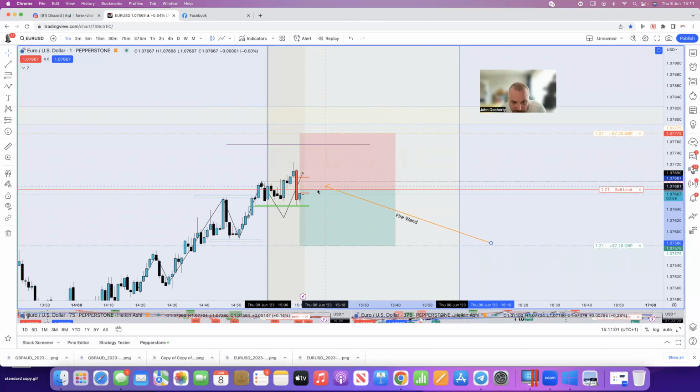Right, that's good. That's what I want to see. I want to see price now come up and tag. Come on. Push up. What I don't want to see is price come down and take liquidity here first. I want to see a tagged entry.